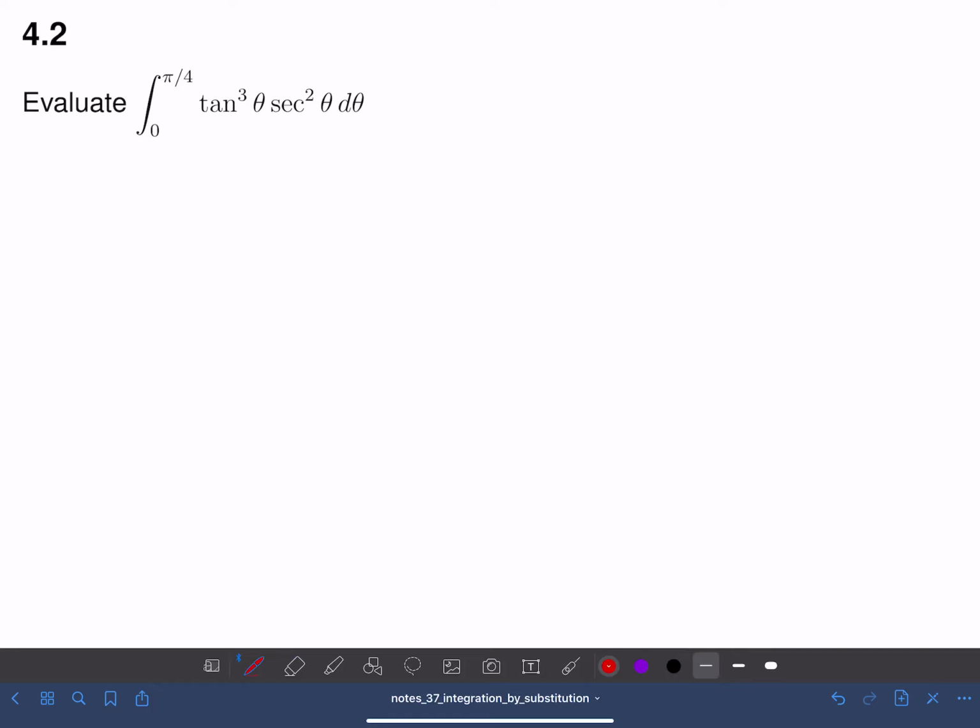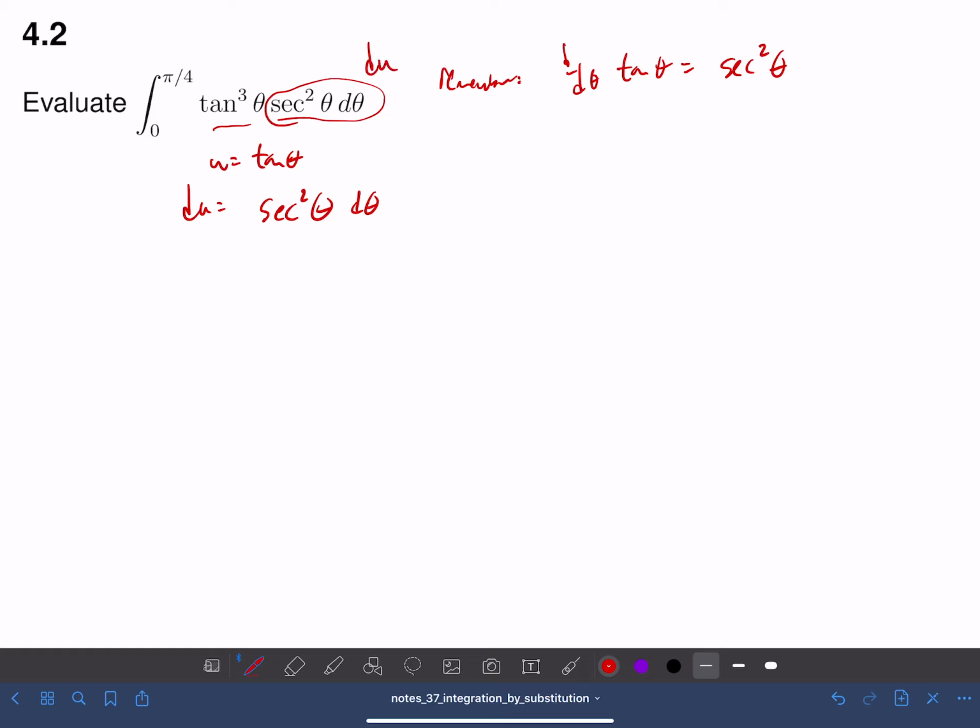Instead, I remember, because I paid attention in chapter 3, that d theta of tangent theta is equal to secant squared of theta. So I'm going to let u equals tangent of theta, which means that du is equal to secant squared of theta d theta. That part right there is going to be u cubed. So this turns into the integral of u cubed du.